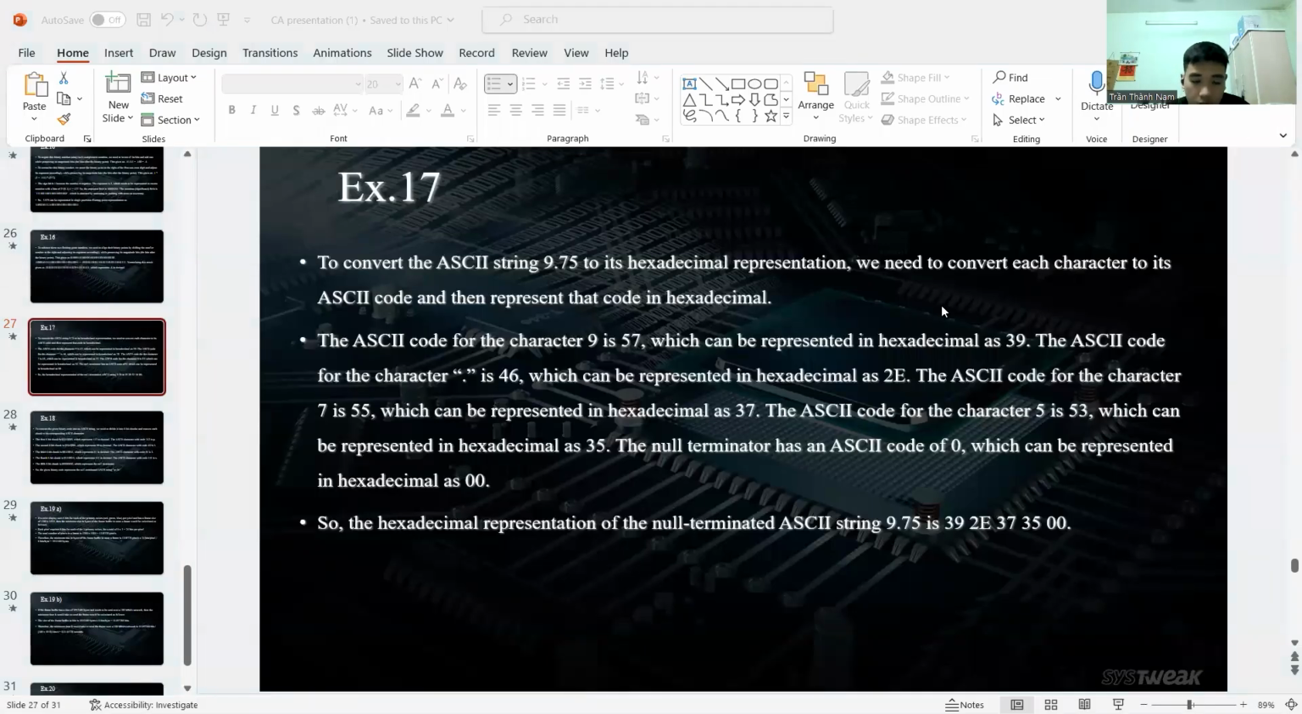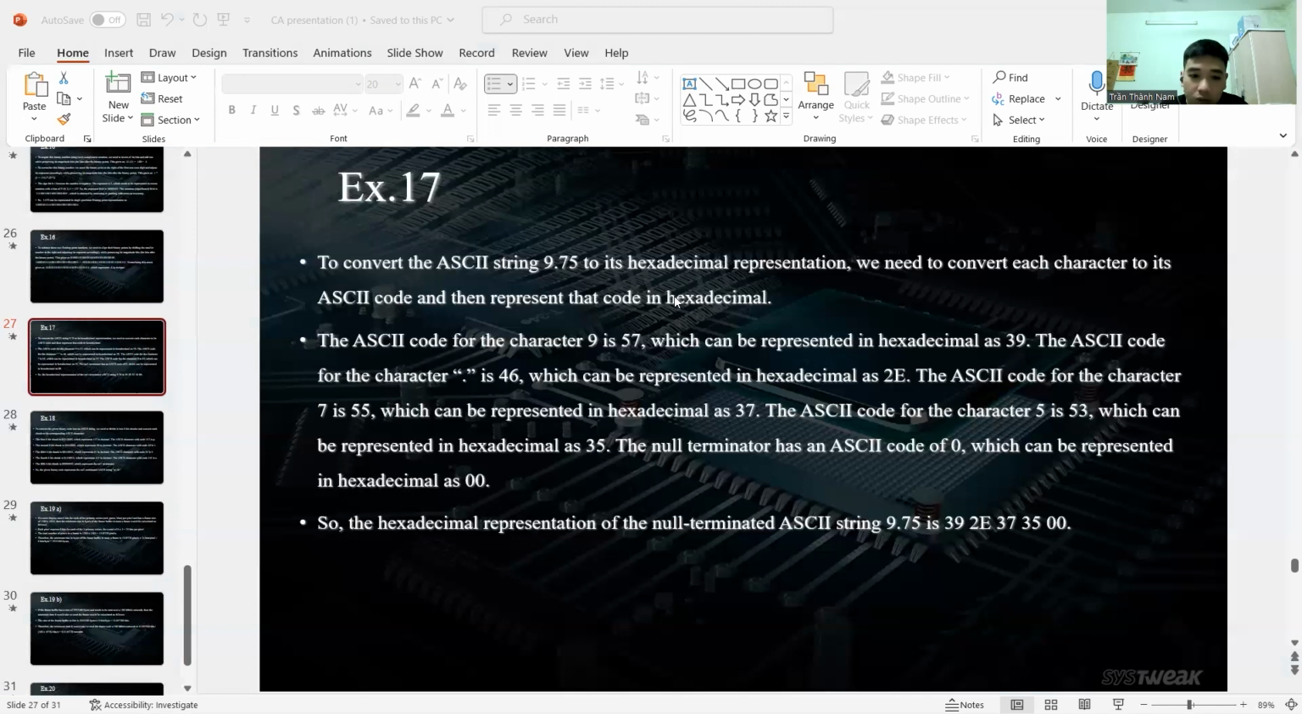Okay, so in exercise 17, to convert the ASCII string 9.75 to its hexadecimal representation, we need to convert each character to its ASCII code and then represent that code in hexadecimal. The ASCII code for the character 9 is 57, which can be represented in hexadecimal as 39.